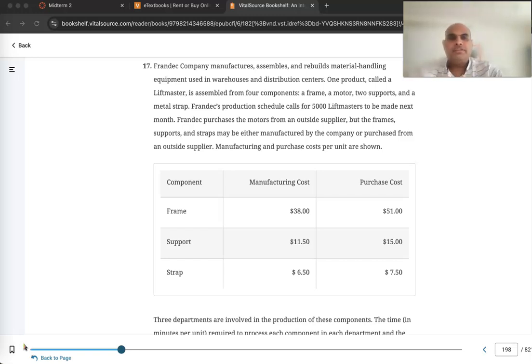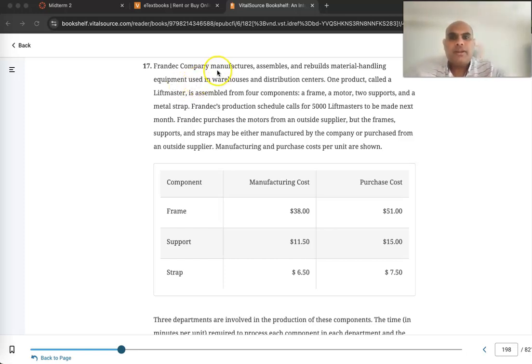Hello everyone. In this video, I'll go over problem number 17 from chapter 4 in the textbook. What I'll do is I'll quickly go over the formulation and then I'll show you how to solve this in Excel. This is a very common kind of problem called make or buy, where you have to decide whether you want to manufacture something yourself or you want to buy it from, say, a subcontractor.